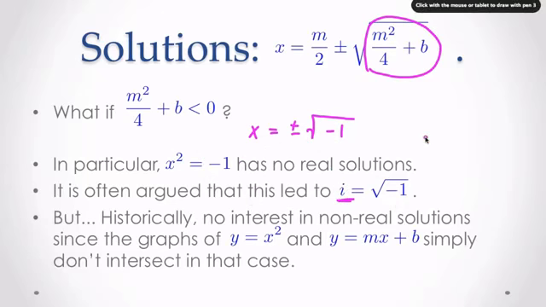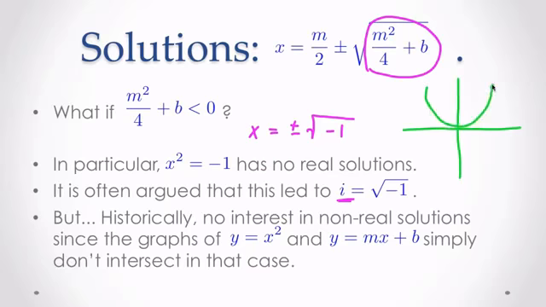it is simply the case that the graph of y equals x squared and y equals mx plus b don't intersect. So for example, in the case x squared equals negative 1, while the graph of y equals x squared is just this parabola, the graph of the right-hand side right here is the line y equals negative 1, which is this line down here. And these two graphs simply don't intersect. They have nothing to do with each other. So there is no intersection, so there's no solution. But we don't need to make up a complex solution. There was simply historically no interest in non-real solutions because the graphs just don't intersect.